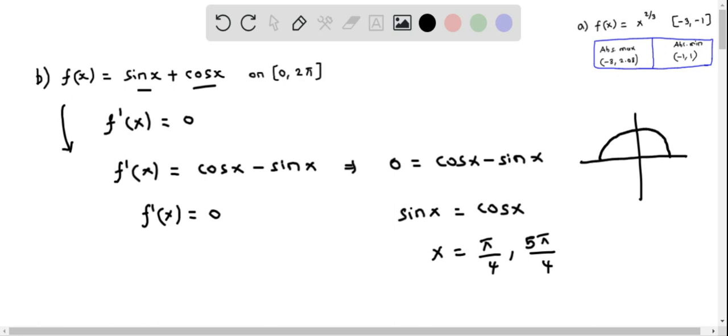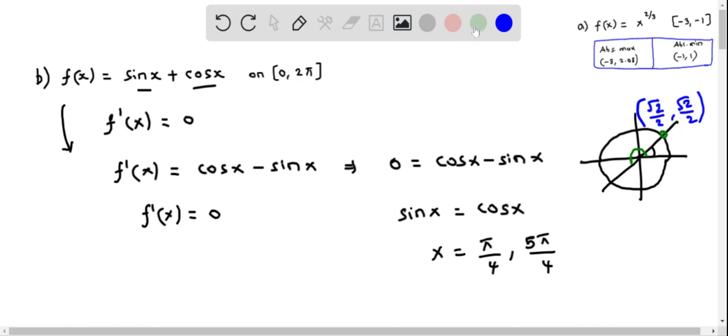If you consider this as a unit circle, this angle is x equals pi by 4, and this complete angle is 5 pi by 4. At these 2 points, both sin x and cos x are equal. The coordinate is root 2 over 2, comma root 2 over 2. Both are positive. Sin pi by 4 is root 2 over 2, and cos pi by 4 is also root 2 over 2.